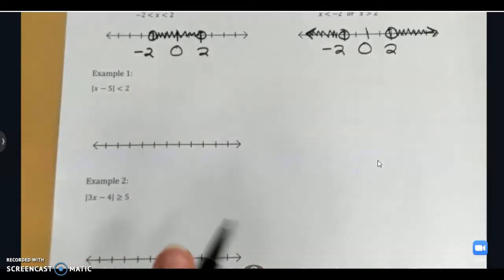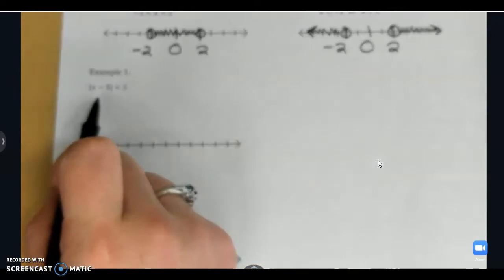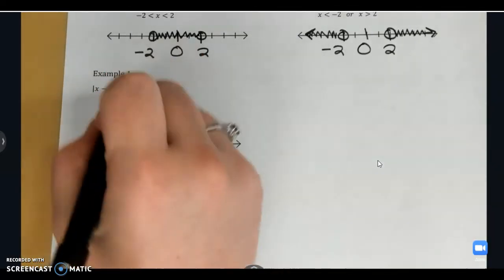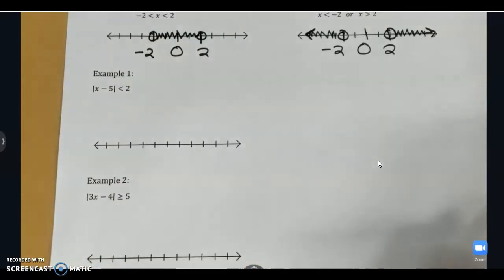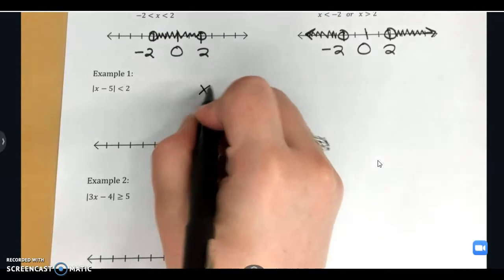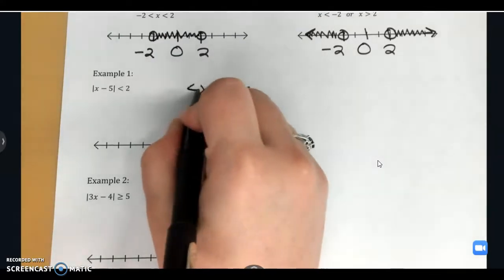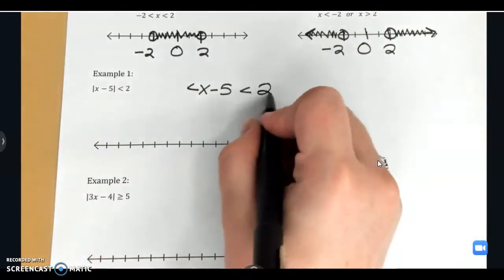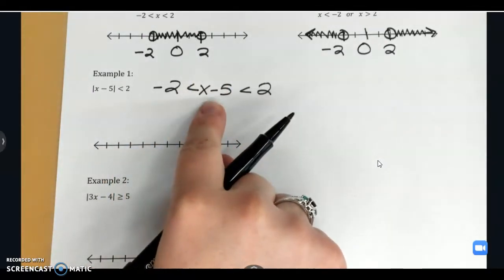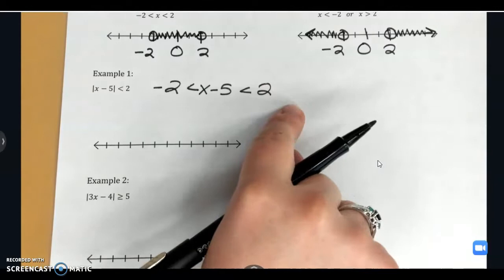So what tells you what kind of answer you're going to have is the inequality symbol, if it's greater than or less than. So starting with example 1 here, the absolute value of x minus 5 is less than 2. This means, because it's less than, I'm going to have a singular inequality. So what's inside my absolute value goes in the middle. The positive number goes on the left. The negative number goes on the right. So x minus 5 has to be between negative 2 and positive 2.